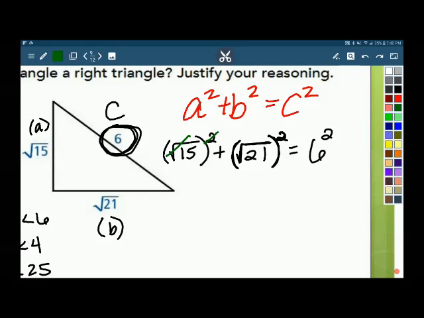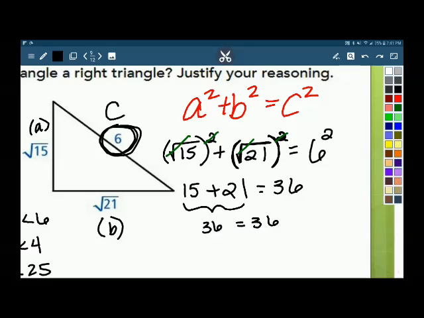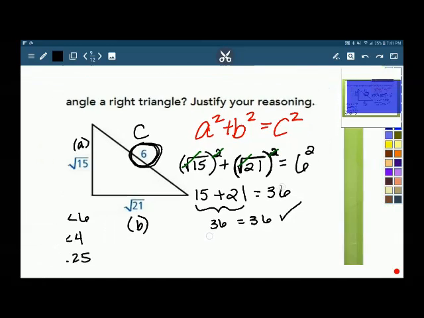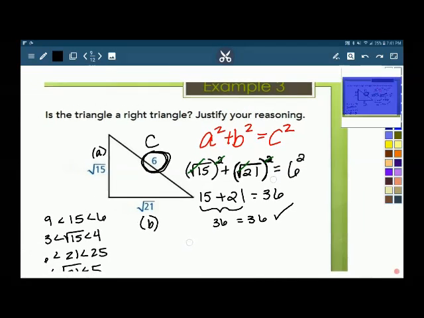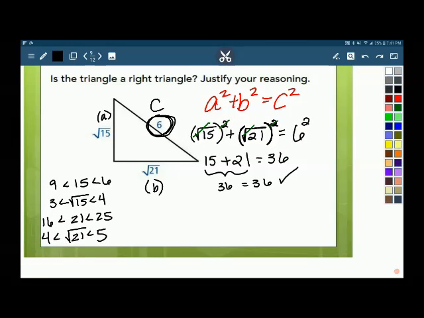That's how we would solve problems earlier. So what you're left with is 15. If you square root 15 and then you square it again, it goes back to being 15. Same thing with the square root of 21 squared. These are inverse operations. They undo one another. So you're just left with 21. And then 6 squared is 36. Now I'm just adding these two together to see if they're true. 15 plus 21 is in fact 36. So my equation is 36 equals 36. That is a true equation. 36 does equal 36. So what that means is this triangle is right.